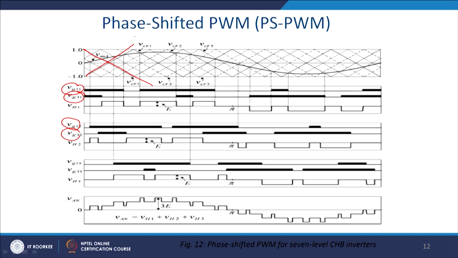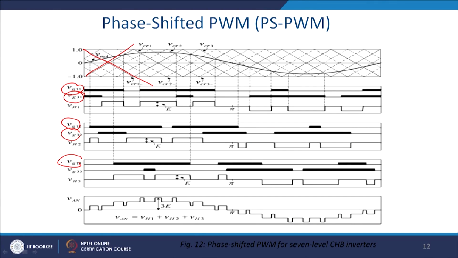The logic is the same. When V sin, the V modulating, is greater than V tri, the upper switch will be on, otherwise the lower switch will be on. Similarly you get VG31, and this one is complementary, and you get VG3, and ultimately you get the voltage VAN, something like this for the 3 level inverter.